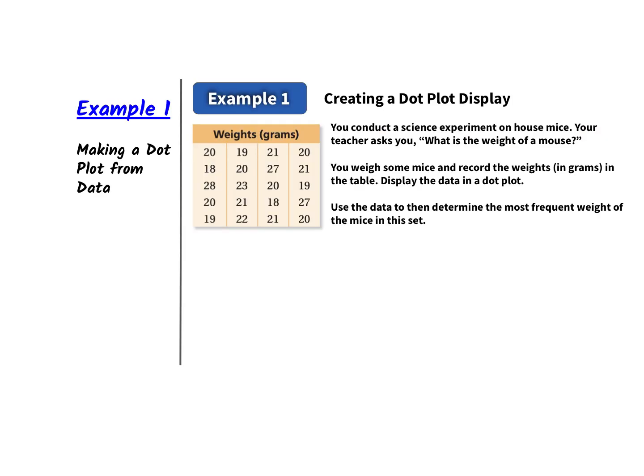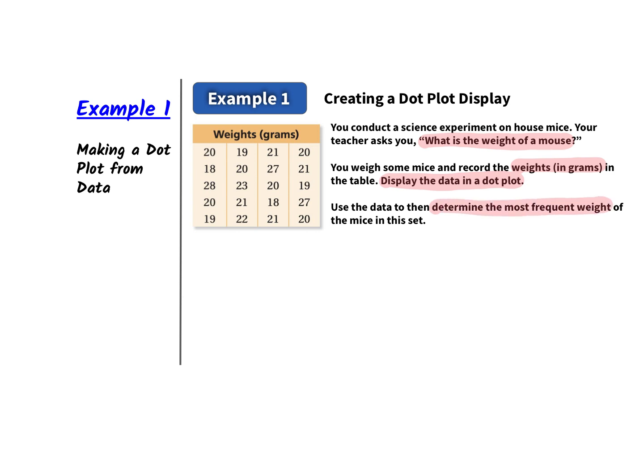Example 1 in 7.2, we are going to create a dot plot with some data that we're given here. We're conducting a science experiment, and this science experiment is weighing mice. You weigh some mice and record the weight in grams, and then we want to display the data in a dot plot. So we're going to use a number line for sure. We're then going to use the data to determine the most frequent weight of the mice.